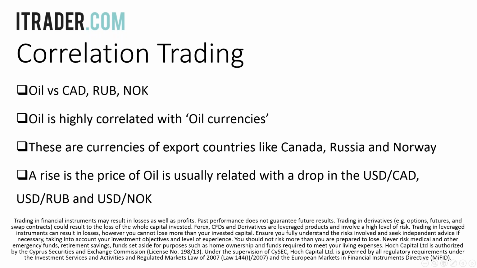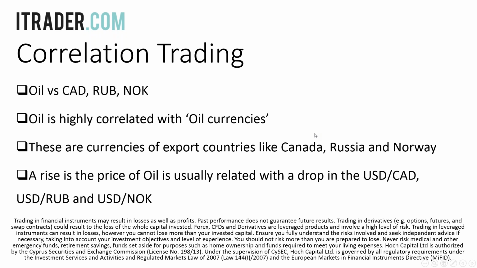Okay, so oil is highly correlated with oil currencies. These are currencies of export countries like Canada, Russia, and Norway. A rise in the price of oil is usually related with a drop in the USD versus CAD, USD versus ruble, and USD versus the NOK.